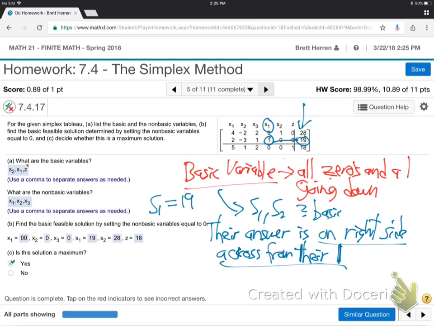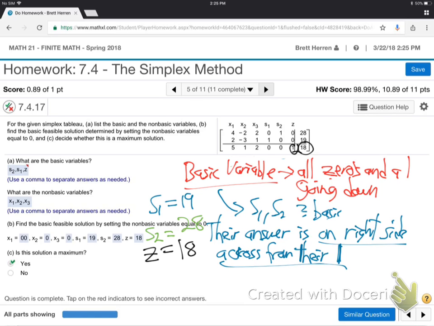All right, so let's find S2. Can you tell me the answer for S2? Find his 1. Shoot off to the right, 28. See what I'm doing? How about Z? 18. So Z is a basic variable. All zeros and 1. Find his 1, shoot off to the right. By the way, Z will always be the lower right-hand corner every time.